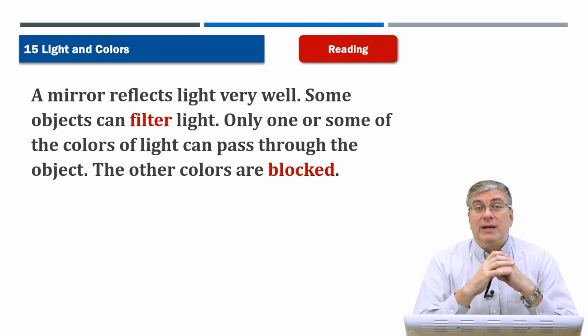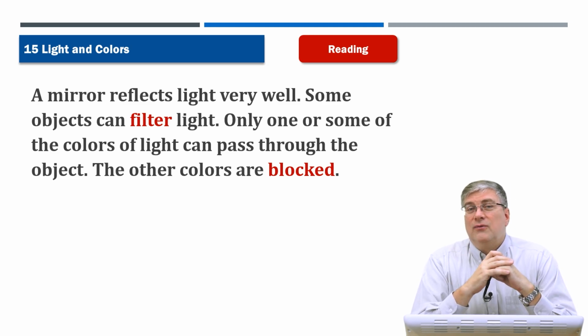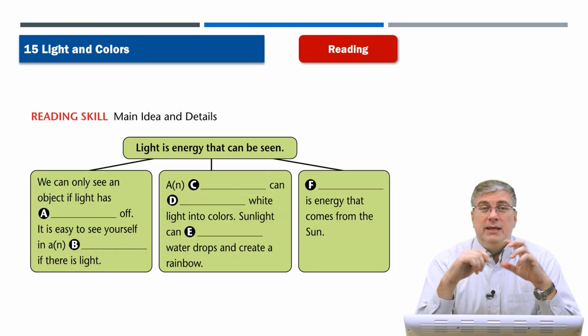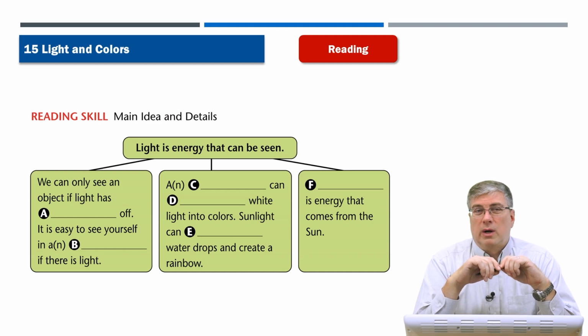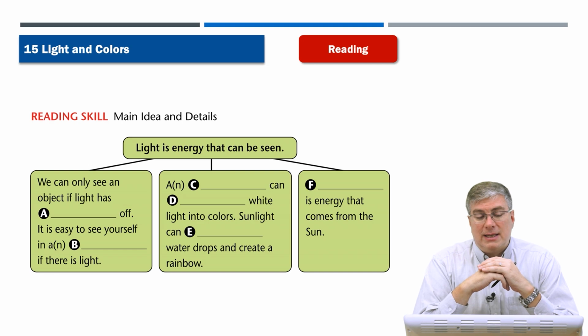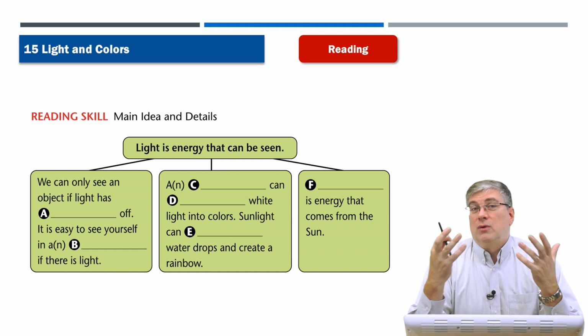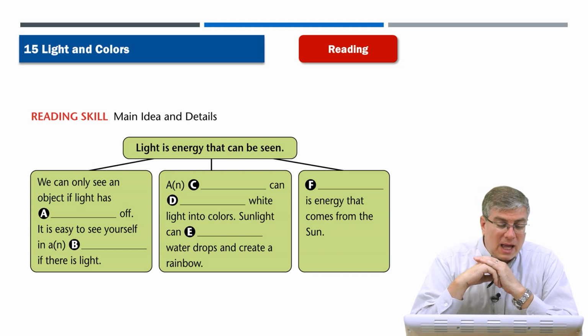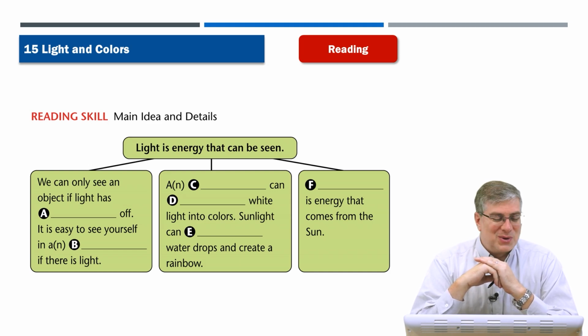Okay, that is the reading passage. Let's see how the information was organized. In this reading passage, the information was organized according to main idea and details. Again, we have a main idea, and that's a vague or general statement. In this case, light is energy that can be seen. And what are the supporting details? We have a lot of blanks here, so let's go through them one by one.